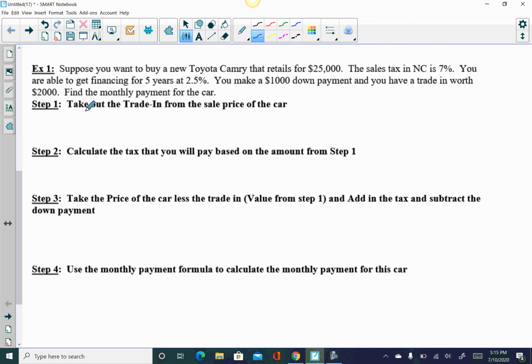So the first thing that you always do, step 1, take out the trade-in from the sale price of the car. The sale price of the car was $25,000. Take out your trade-in value, and your trade-in was $2,000. So take out your $2,000, and that lands you at $23,000. That's the amount you're going to pay tax on instead of the $25,000. So that's how that's in your favor.